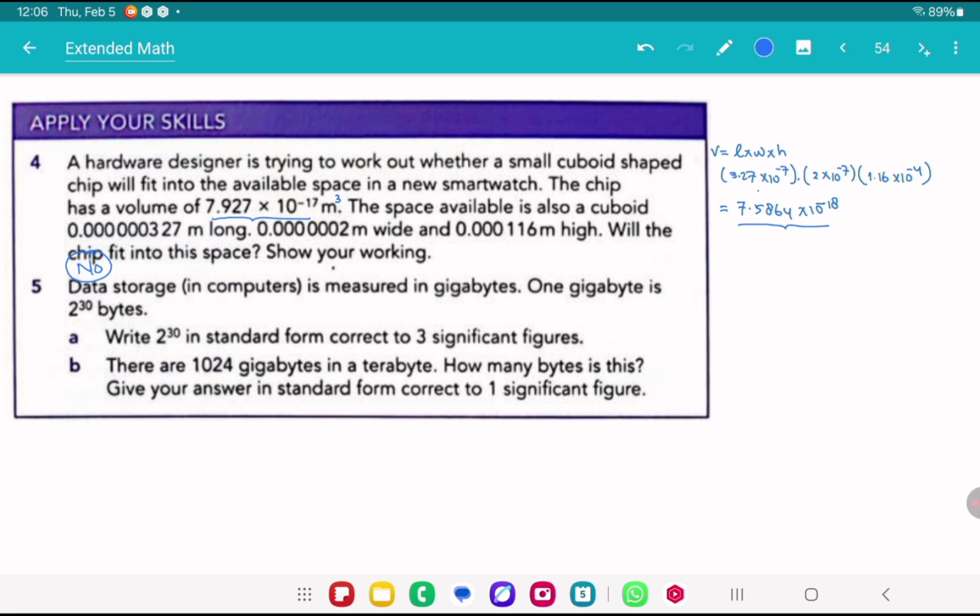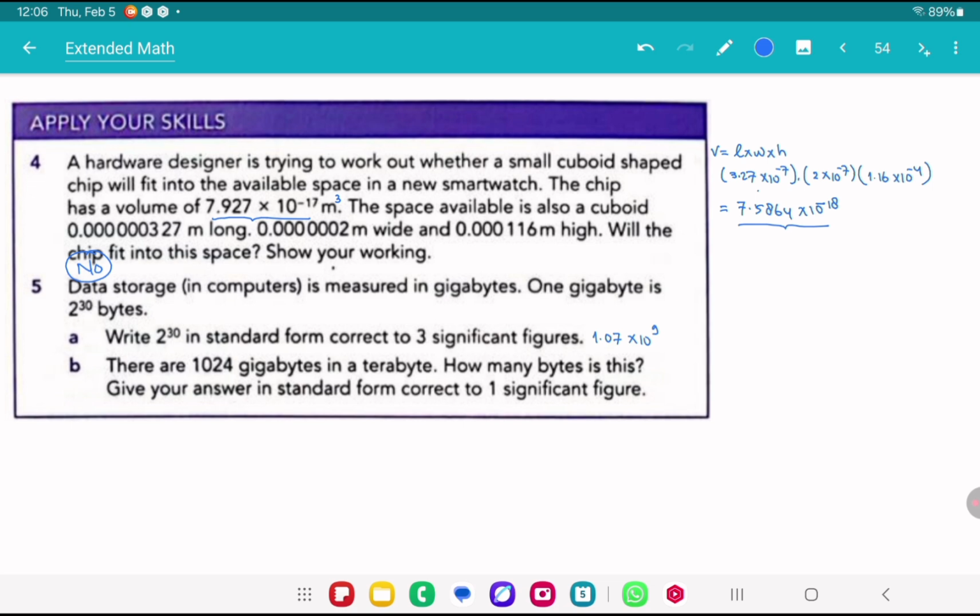For question number 5, data storage in computers is measured in gigabytes. 1 gigabyte is 2 to the power of 30 bytes. Write 2 to the power of 30 in standard form correct to 3 significant figures. So if we use the calculator, the answer is 1.07 and 10 to the power of 9.